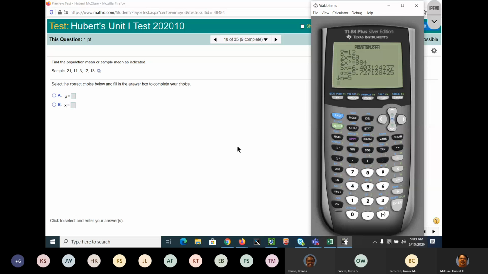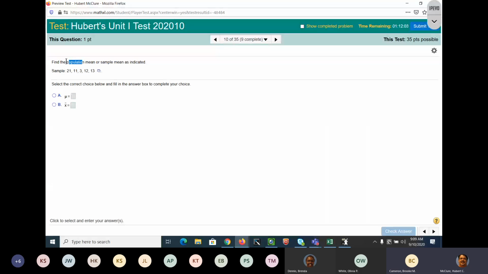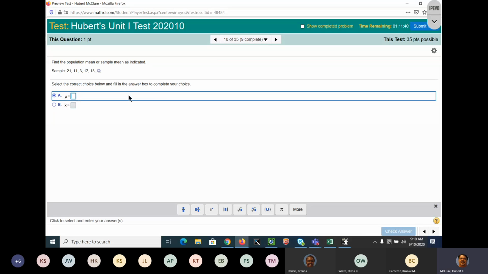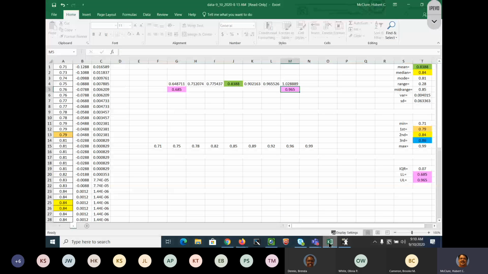12. Now, which one am I going to hit? Am I going to hit X bar or mu? Mu. Why do you say mu? Because it's a population. Good job. That's two questions in one right here, a 1.1 question and a chapter 3 question. In 1.1, if you have a population parameter, it's going to be a Greek letter, and that's mu. So that'll be 12.